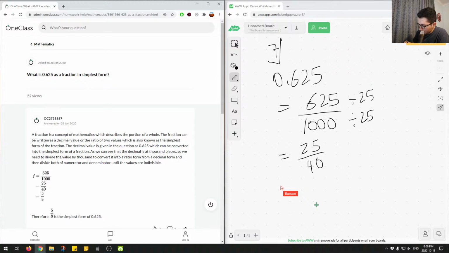And then you can divide this by 5 again. So we'll divide top and bottom by 5. 25 divided by 5 is 5, and 40 divided by 5 is 8. And now we can see that the numerator and denominator don't have any more numbers that are divisible by both. Therefore, we've obtained the fraction for 0.625 in its simplest form.